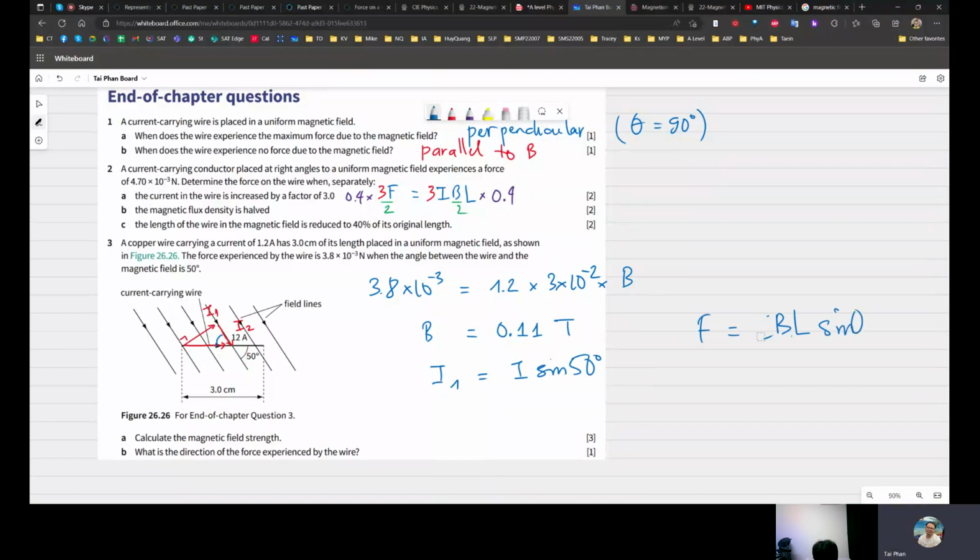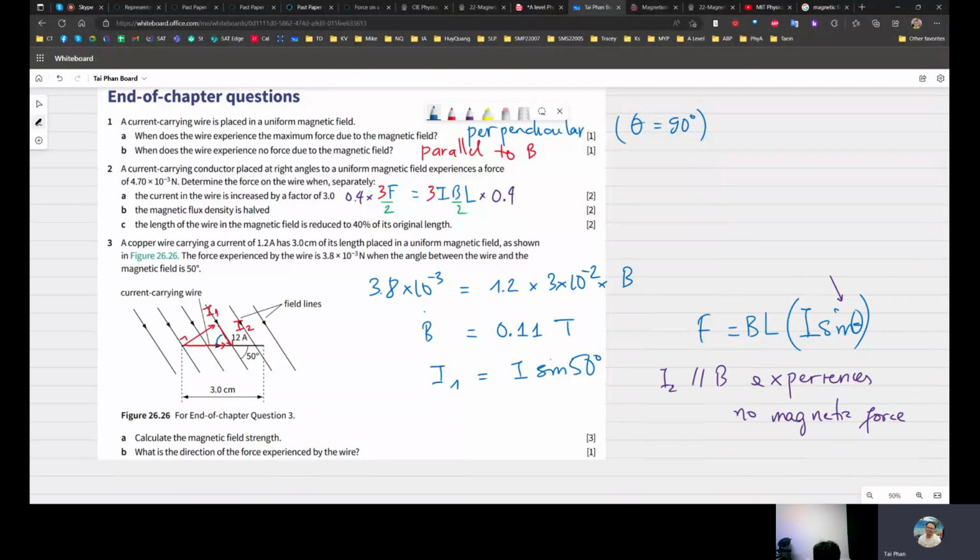Let me move I to the other position, which is here, so that the whole thing here is the component of the current which is perpendicular to the field. And the component I2 parallel to the field experiences no force, no magnetic force. That is the reason why there is a sine in this equation, sine theta.